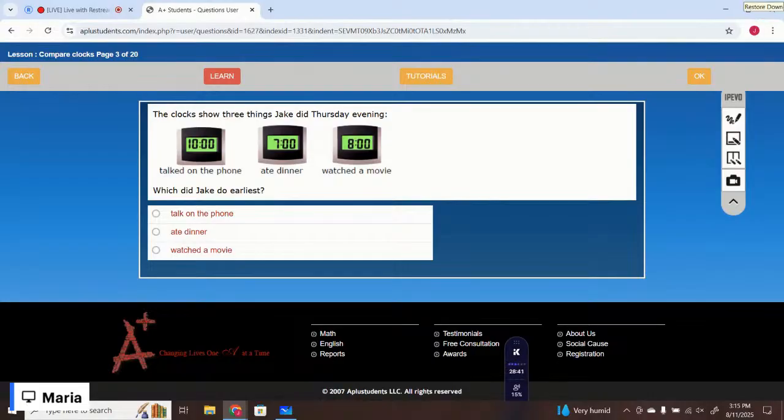The clock shows three things Jake did Thursday evening. Which did Jake do earliest? Earliest means the thing he did first. He watched a movie. No, he ate dinner because 7 is the earliest time. Very good.